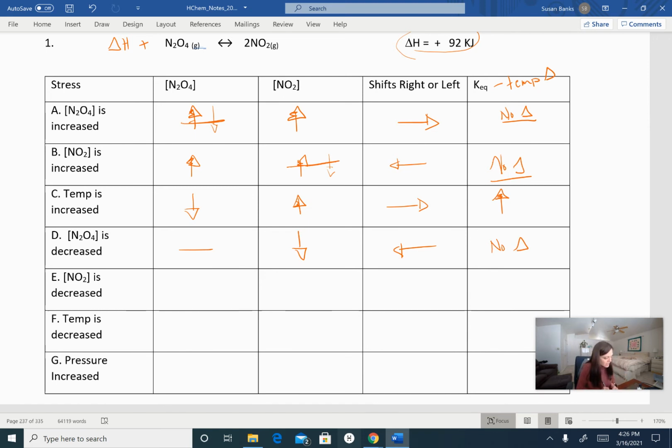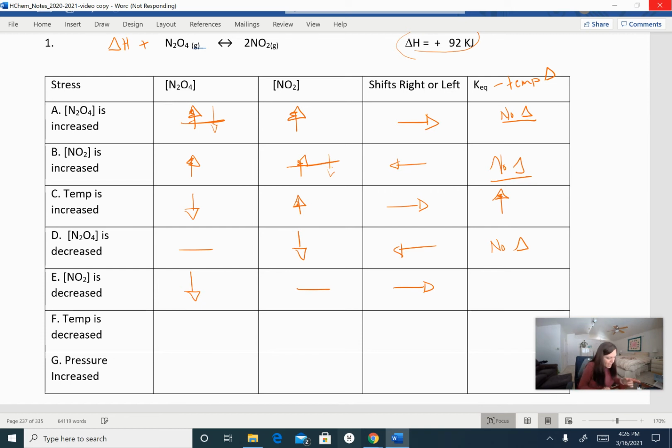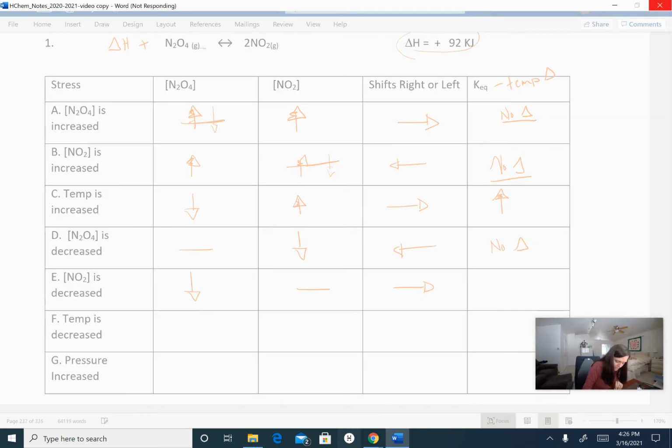How about nitrogen dioxide being decreased? So I'm just going to put an X here because we're not changing that. So if my nitrogen dioxide is decreased, I'm going to have to shift right to make more product. So I'm going to shift right. That means my dinitrogen tetroxide concentration is going to go down. And I'm not changing the temperature at all. So I am not going to have a shift on my equilibrium constant. Okay, that will not provide a shift there.